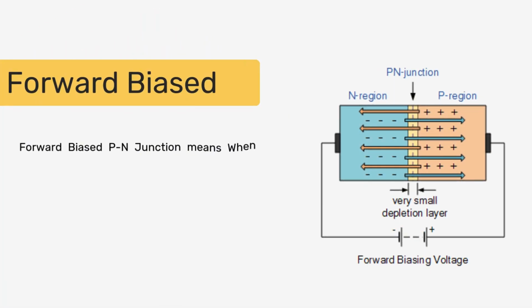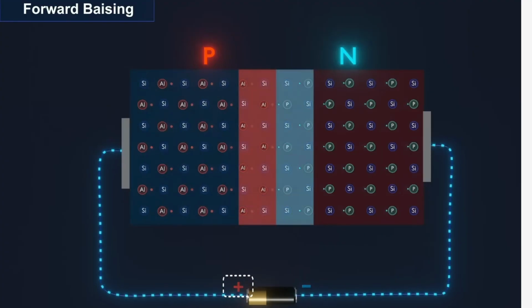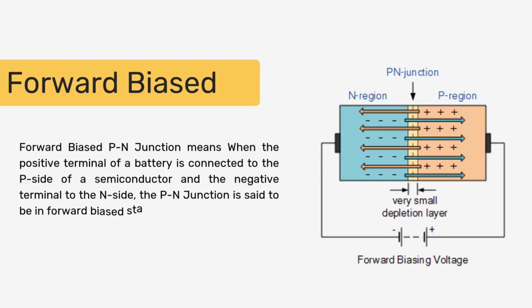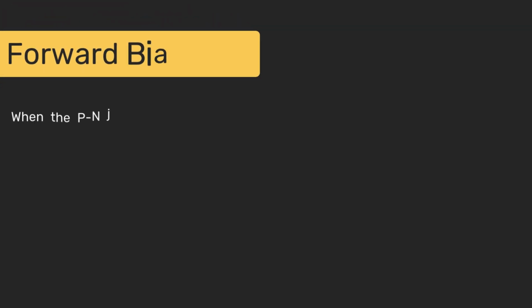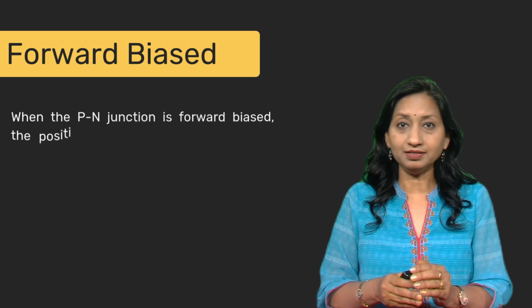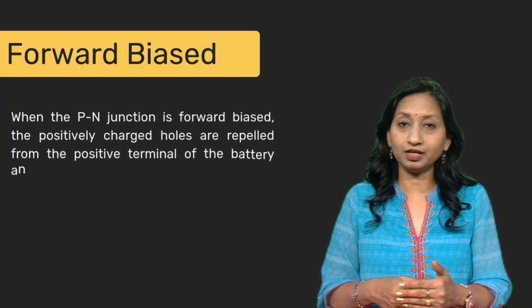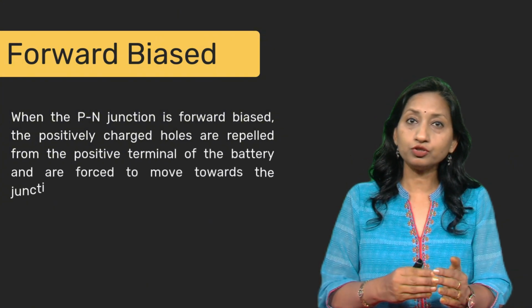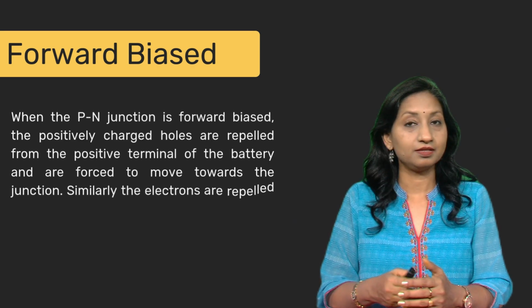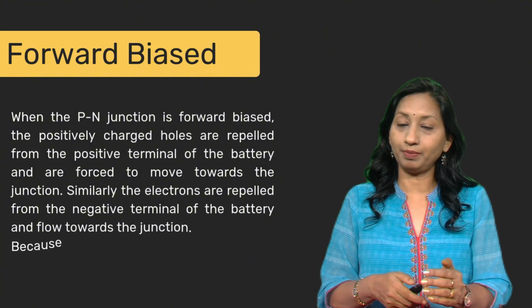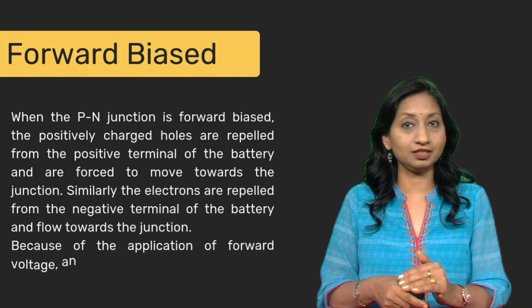Forward bias PN junction means when the positive terminal of a battery is connected to the P side of the semiconductor and the negative terminal to the N side, the PN junction is said to be in forward biased state. When the PN junction is forward biased, the positively charged holes are repelled from the positive terminal of the battery and are forced to move towards the junction. Similarly, the electrons are repelled from the negative terminal of the battery and flow towards the junction.